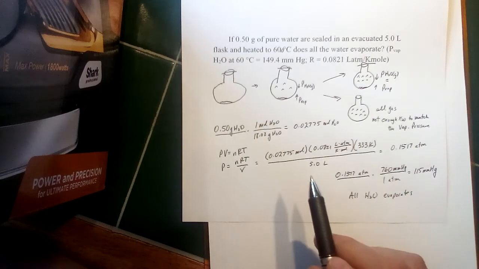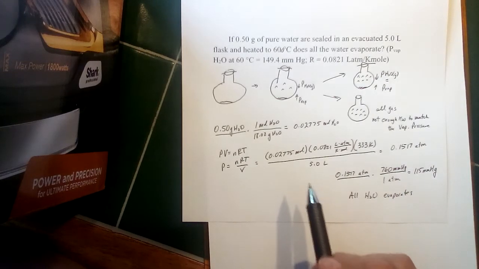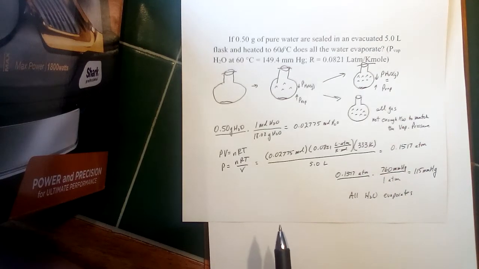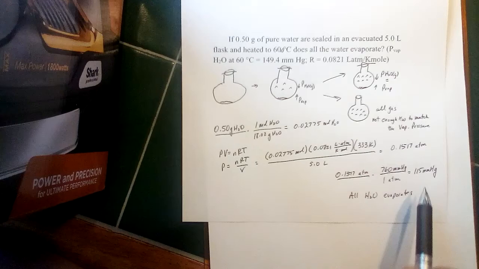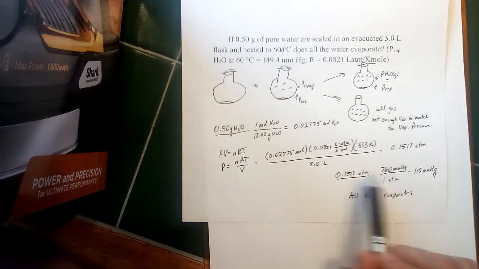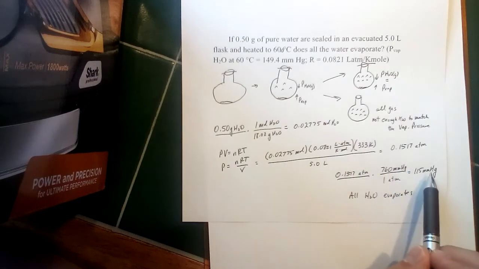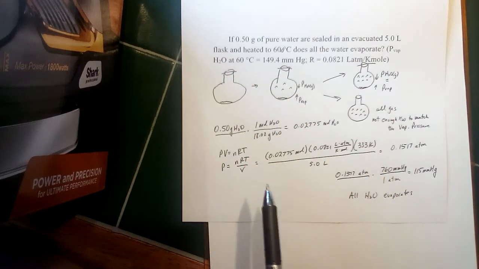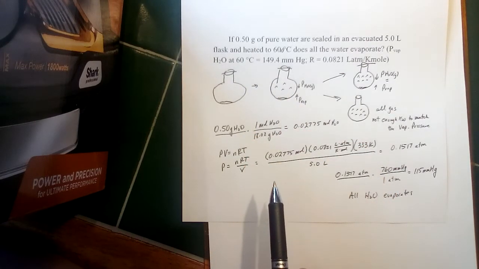Now, this could be a more complicated question, right? More complicated, more fun, are synonymous. I think we can all agree on that. This would be a little more complicated if it was higher. So if we went through this calculation and found that this was a higher value than 149.4, now we know that not all the water evaporates.